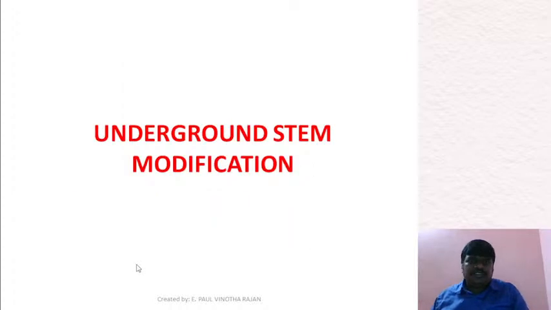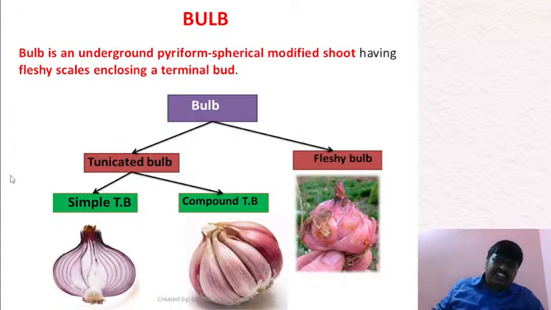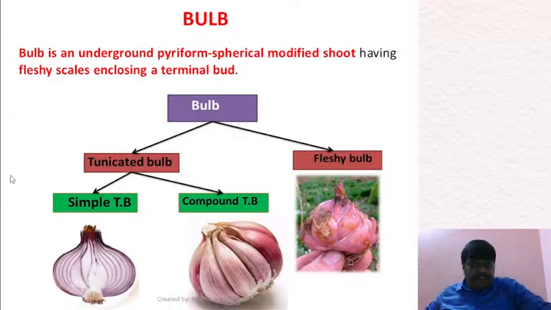Next, we are going to talk about the underground stem modifications. In the underground stem modifications, we have bulb. Example, the onion, the garlic. All these come under the category of bulbs. And there are two types in the case of bulb. One is called tunicated bulb and the other fleshy bulb.